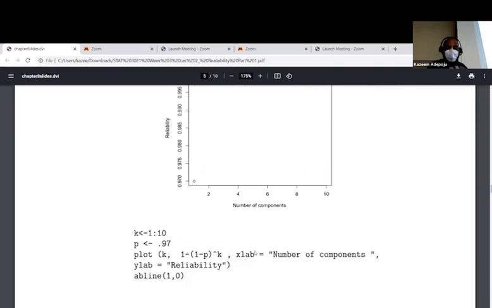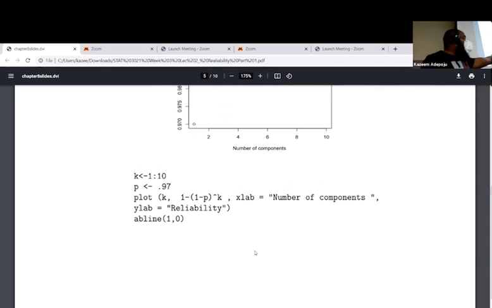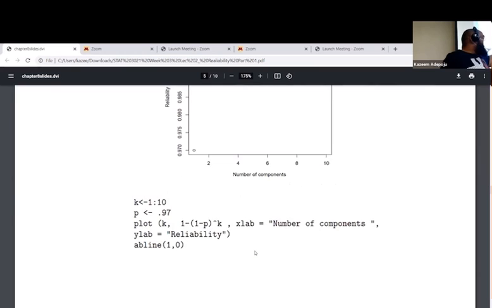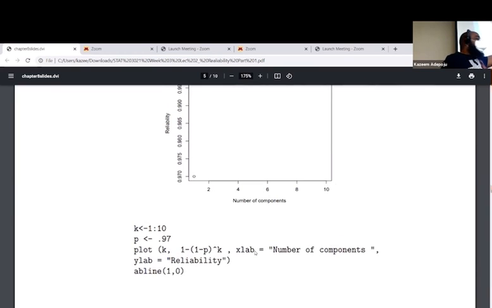Okay, so you can go through that. I provided an R code. This is going to be so easy. For instance, take a look at this. You have 10 components, and each of them has 0.97 as reliability, and they ask you to figure out the reliability of the system. When you write the code, K is 1 to 10, each with the probability of 0.97.